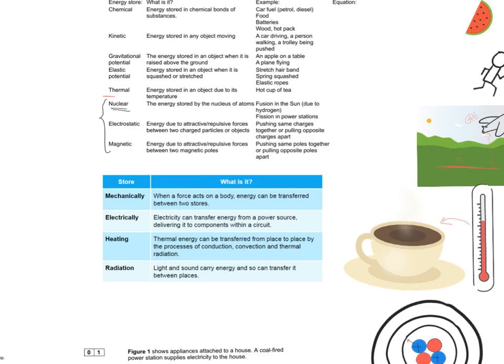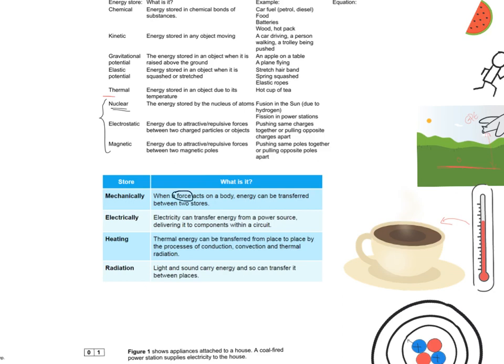Now, how can energy be transferred from one store to another? Well, it can happen in 4 different ways. It can happen mechanically, meaning that you need a force that acts on the body for energy to be transferred. So you have to be moving an object through a distance using a force.